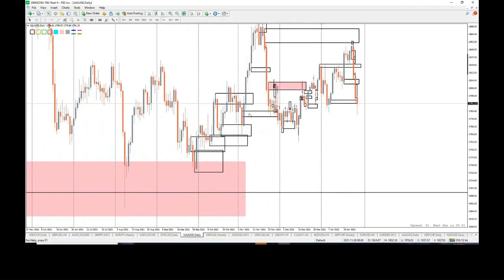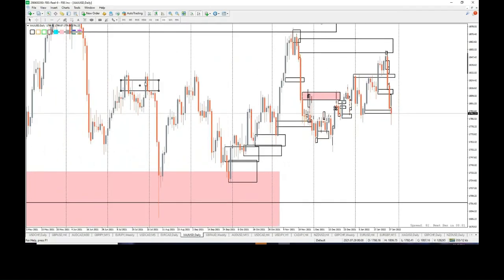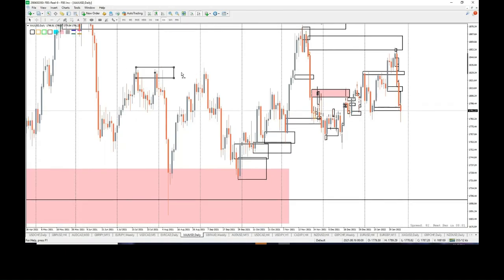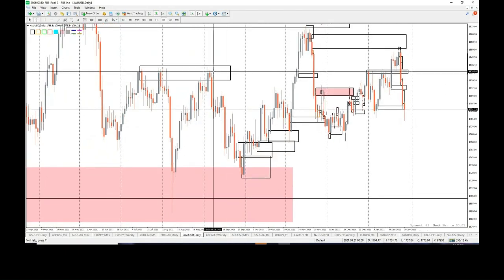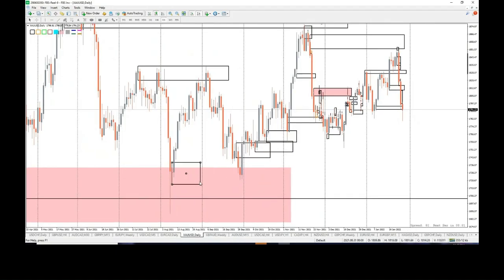This is only higher time frame. That's why higher time frame is important for you. Definitely. You can see it from daily zone to buy zone to daily buy zone.